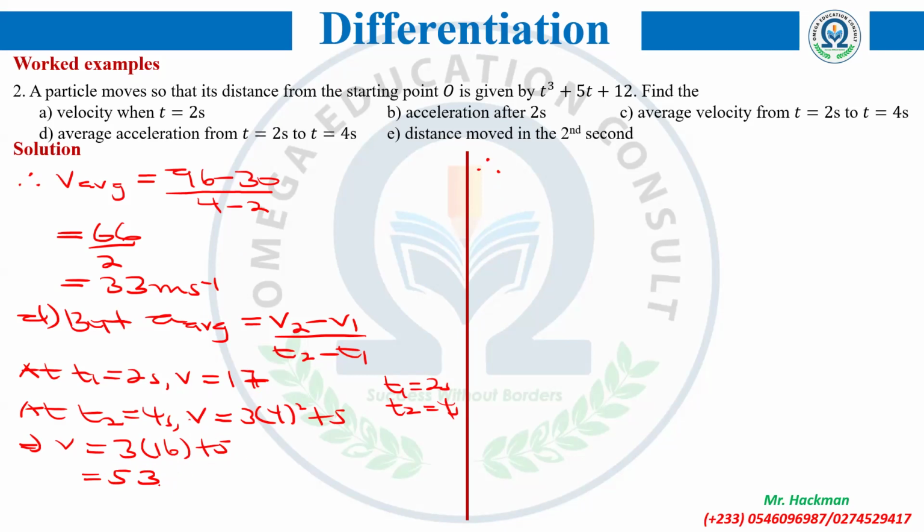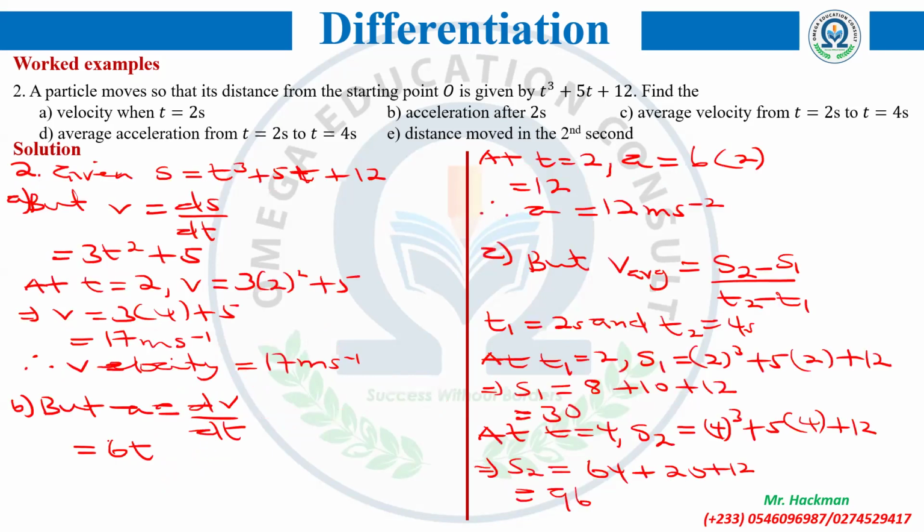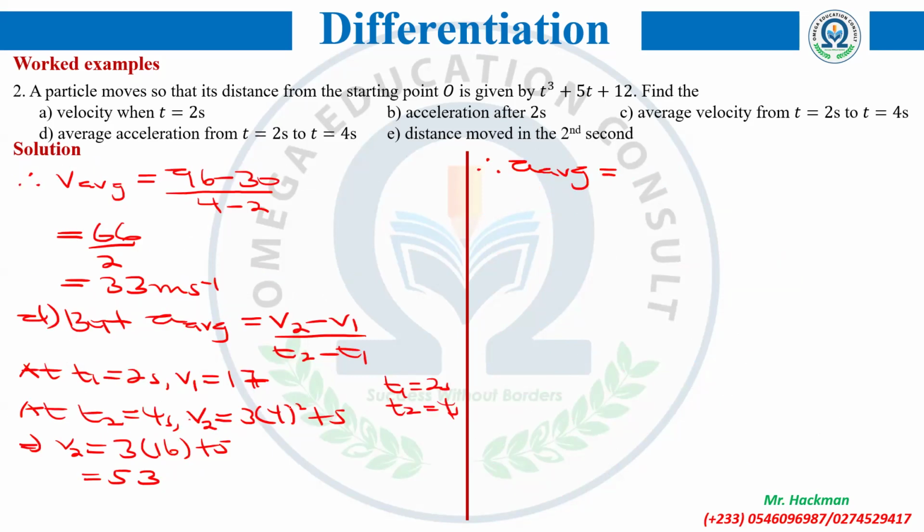If you like, attach your units, though you are not concluding. So therefore, a sub AVG will be equal to our second velocity, this is V sub 2, and this will be V sub 1, we have to be careful. We didn't do our representation. So V sub 2 we know is 53, minus V sub 1, which is 17, over t sub 2, which is again 4, minus t sub 1, which is what? 2.